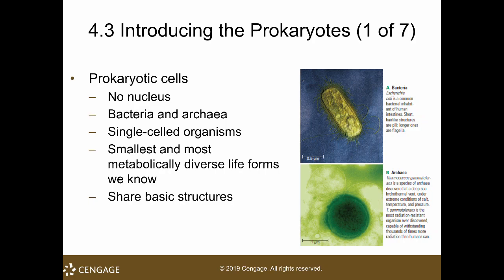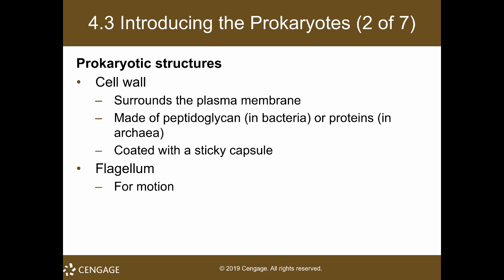Kingdom bacteria and kingdom archaea. So they are single-celled organisms. They are the smallest and most metabolically diverse life form that we know. Basically, the structure of a prokaryotic cell is like a studio-type apartment. You have the cell wall, you have your membrane, and then that's it.